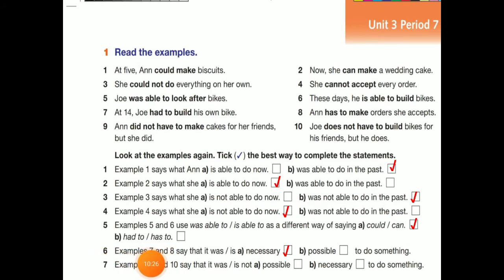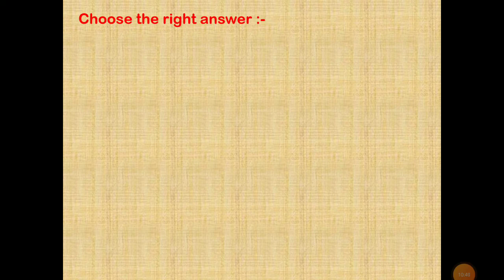Example 9 and 10 say that it was or isn't possible or necessary to do something. 9 and 10. What's your answer, dear student? You are excellent. Yes, it was or isn't necessary to do something. Bravo, dear student. Now it's time to test ourselves.